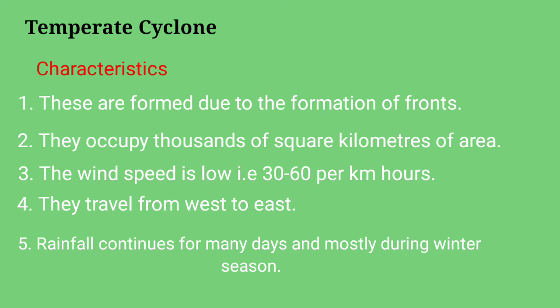In the case of a temperate cyclone, rainfall continues for many days and mostly during the winter season. But in the case of a tropical cyclone, rainfall generally occurs during the summer season. So these are the main characteristics of the temperate cyclone.